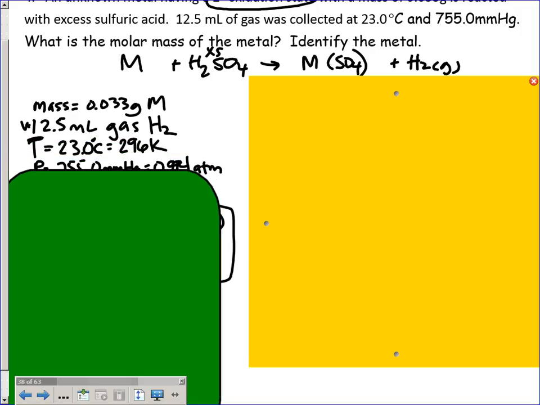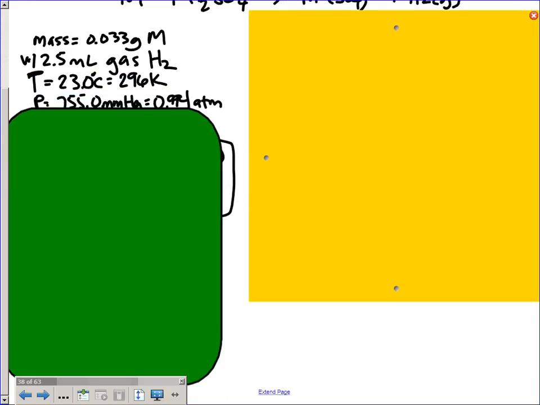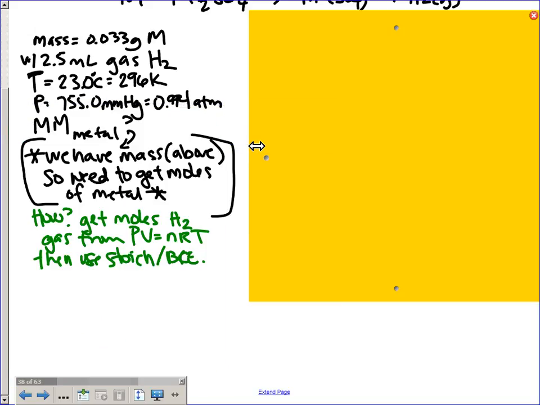I knew my temperature was 296 Kelvin. Pressure, I took my millimeters of mercury to atmospheres. Let me just delete this little box. Okay? And then it says, what's the molar mass of the metal?